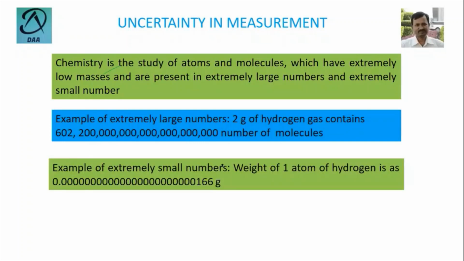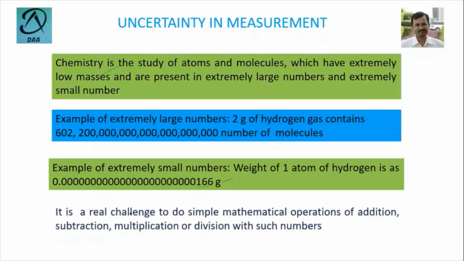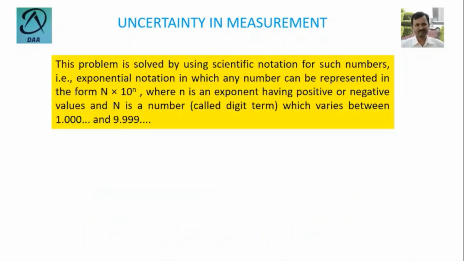For an extremely small number, the weight of one atom of hydrogen is very low, because if you see this value, 166, and on the left side there are so many zeros. So it is a real challenge to do simple mathematical operations of addition, subtraction, multiplication or division with such numbers. So how to do that, we'll see.